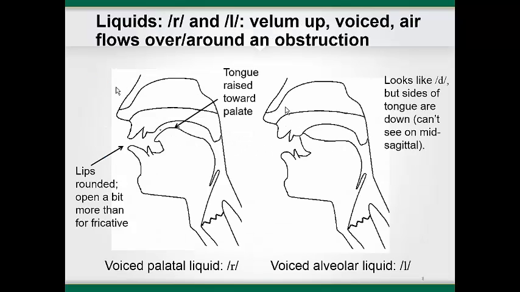On the mid-sagittal section, notice that for the R consonant, the tongue body approaches the palate, but is not as close as for the palatal fricatives. Furthermore, the lips are shown as rounded, and the velum is raised.